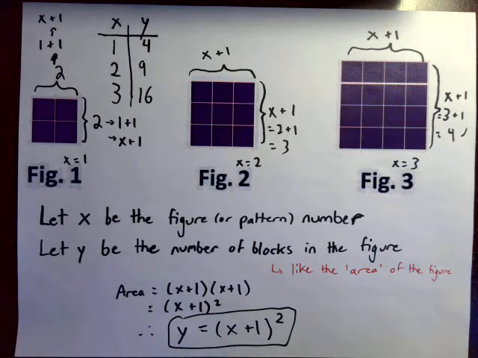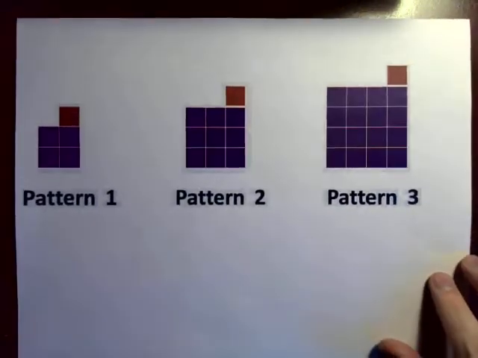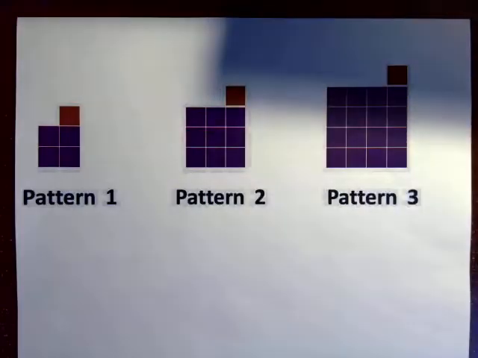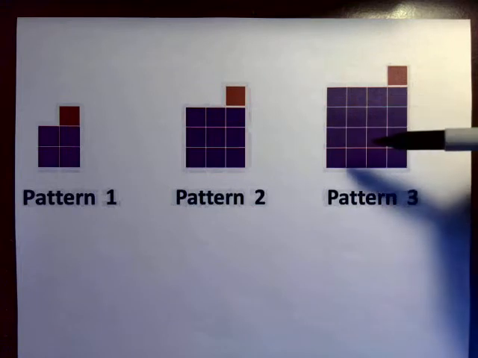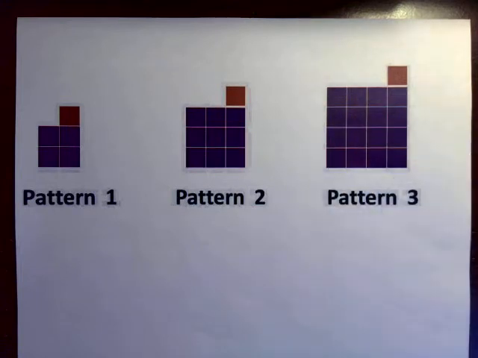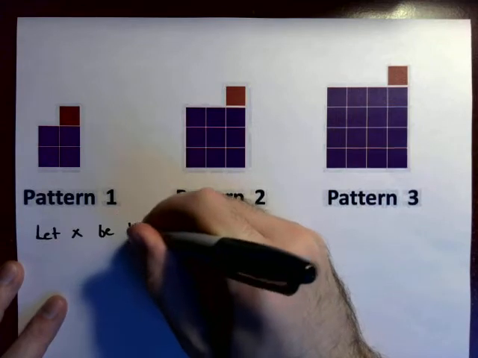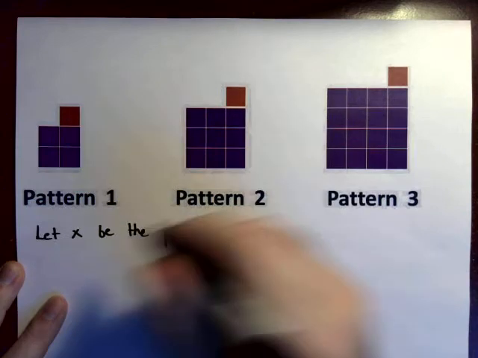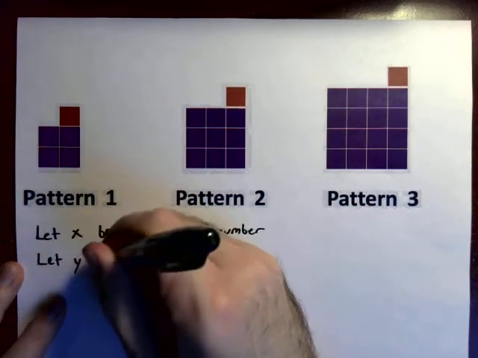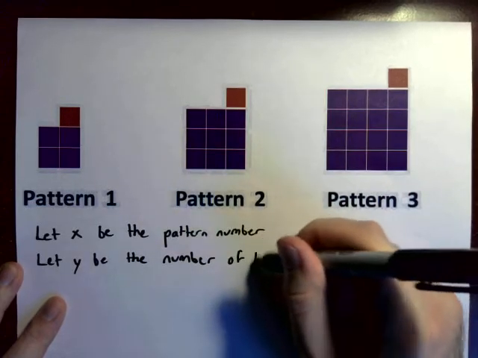All right, let's try another one that's very similar with just one additional step. You've probably noticed fairly quickly, just from looking at these pictures, that the purple components of the figure are exactly the same as the previous example, and you would be right. We still want to make an equation of this. So we're going to say let x be the pattern number, and let y be the number of blocks in the pattern.